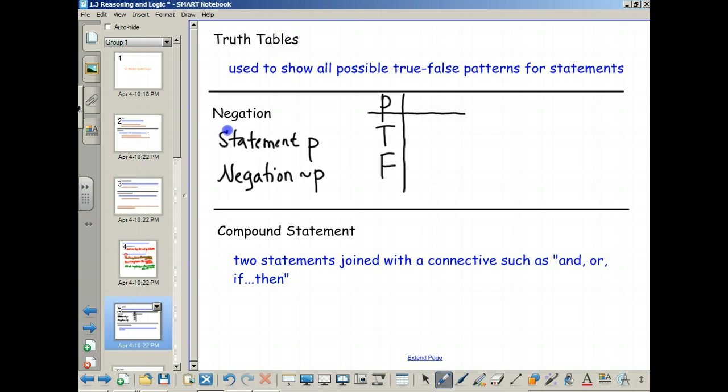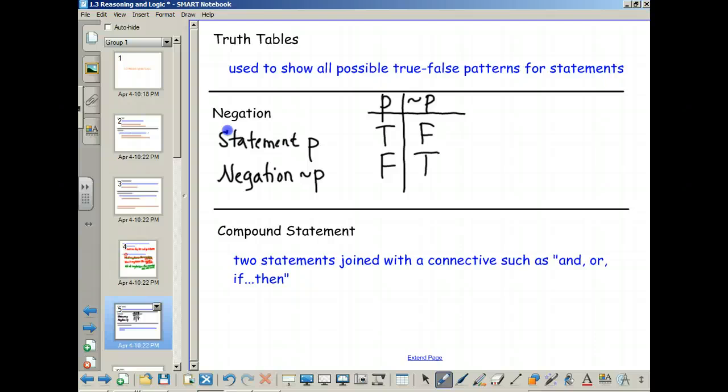Then, if I were to consider that compared to its negation, well, if the original statement is true, then the negation is false. And if the original statement is false, then its negation is true. Okay, we're taking baby steps. We're going to add to this diagram with the next slide. But before I get there, I need to see how we would combine two statements.